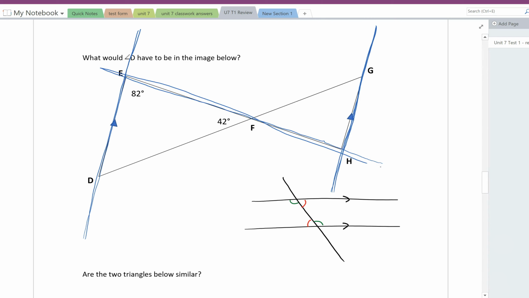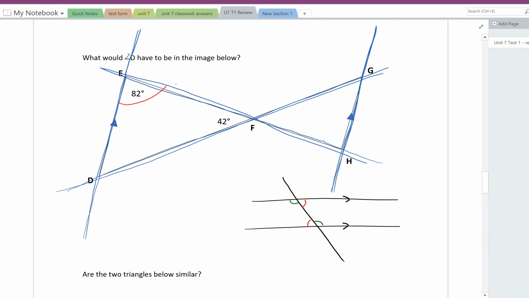So this line right here is basically a transversal, as is this one right here. Basically two transversals cutting these two parallel lines. Why do I care about that? Well, because it helps me know what the angles that are missing right now actually are.